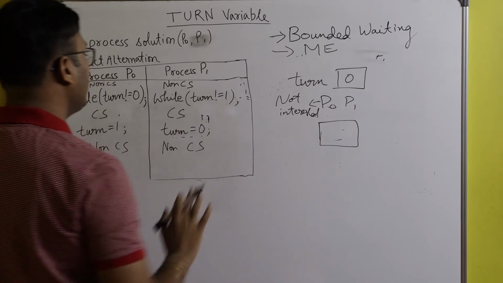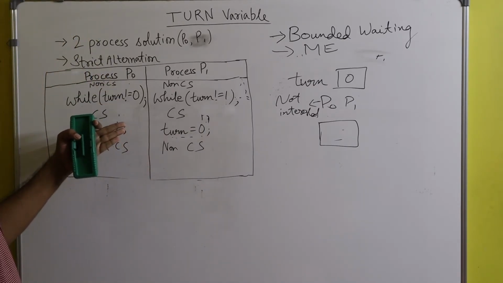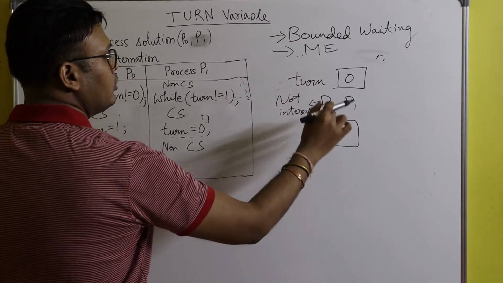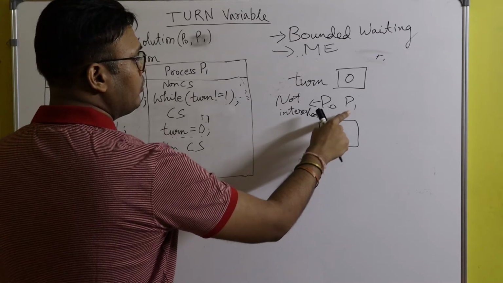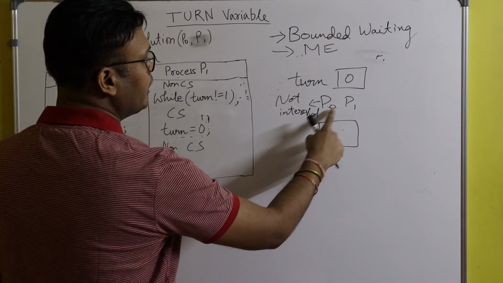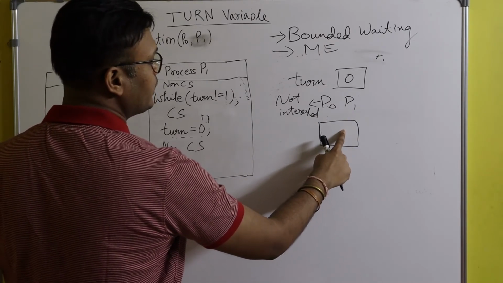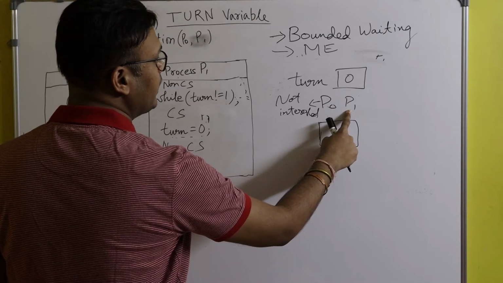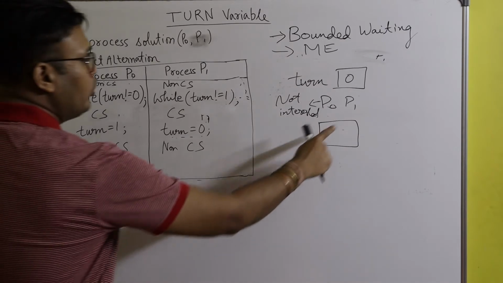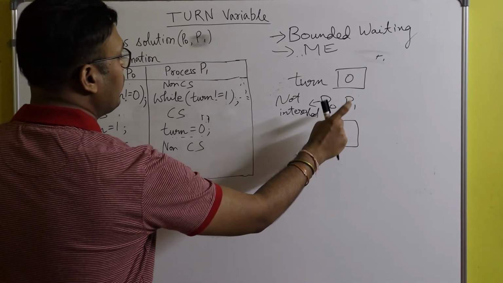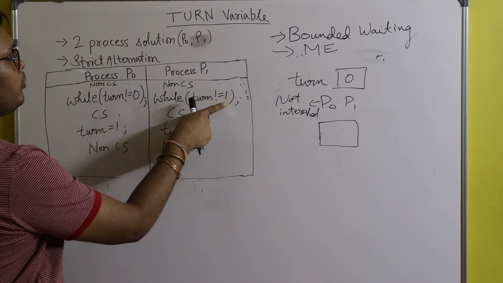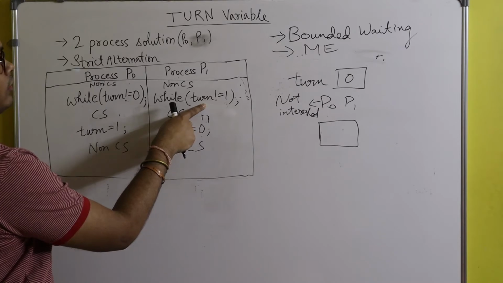If P0 is not interested, then definitely P0 will not enter inside the critical section. So it's better that P1 should enter, because P1 is interested to enter inside the critical section. But will it happen? In order to get entry inside the critical section for P1, this while loop should be broken. And how will this while loop be broken? If the value of turn variable is 1.